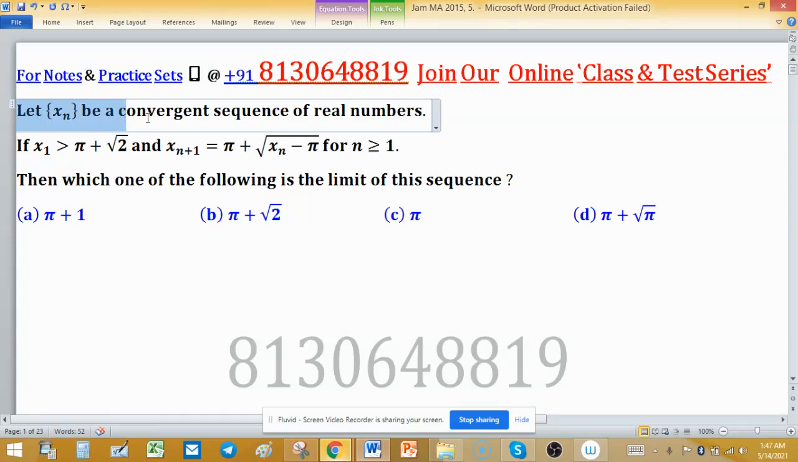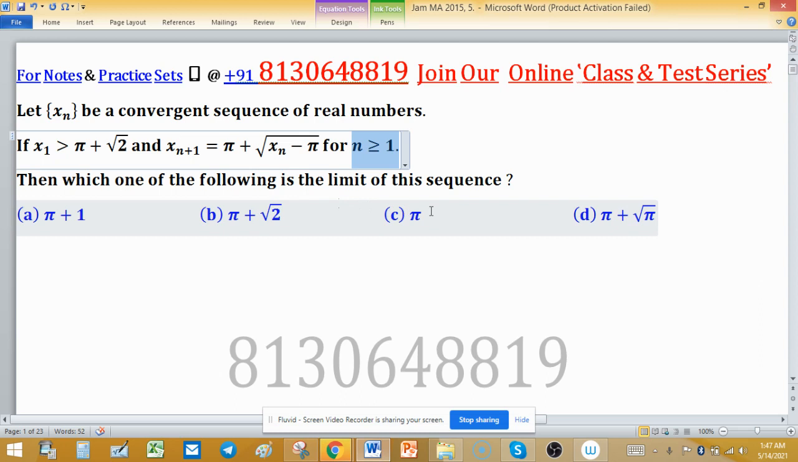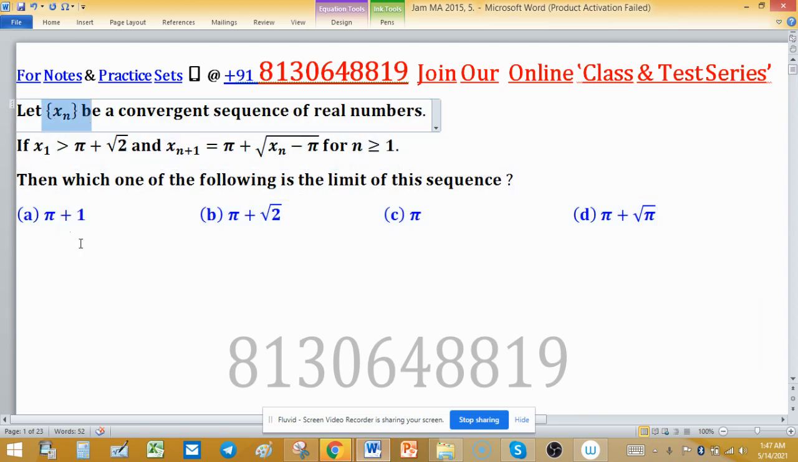Let xn be a convergent sequence of real numbers, and x1 is greater than pi plus root 2. We know the value of root 2 is 1.4 something, and xn plus 1 is defined as pi plus square root of xn minus pi for n greater than or equal to 1. Then which one of the following is the limit of the sequence?